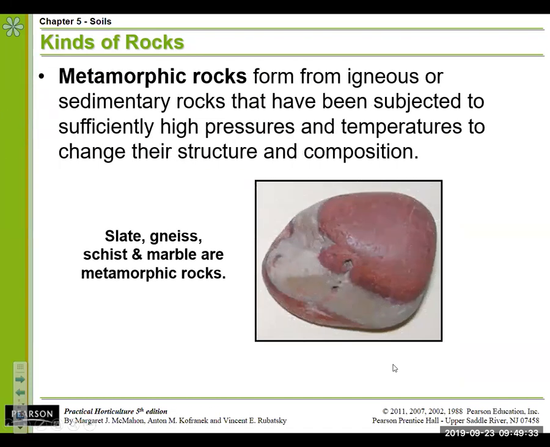And then we have metamorphic rocks that form either from igneous or sedimentary rocks initially, but then are subjected to very high temperatures and pressures to change their structure and composition. So slate, gneiss, schist, and marble are all metamorphic rocks. And usually they were subducted through continental plates and shifted and taken below ground, where they were subject to all this pressure and temperature before they were uplifted and altered.